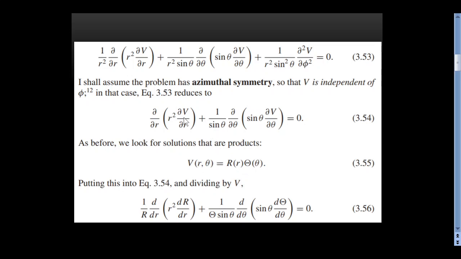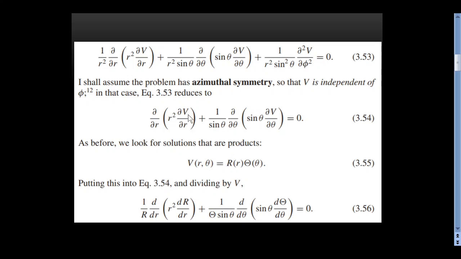Substituting this in this equation, V is going to be replaced by r and theta here as well as here, and then we will be dividing by V. That means it is divided by r and theta. Then we'll get this equation. Let us see how it can be obtained. Let us substitute here V is equal to capital R, capital theta.